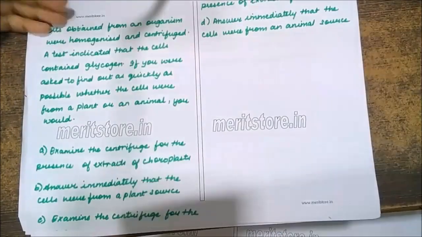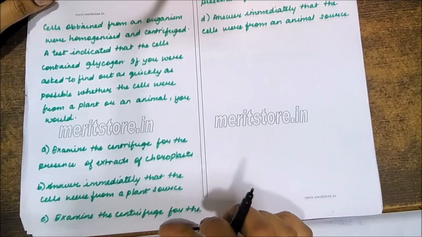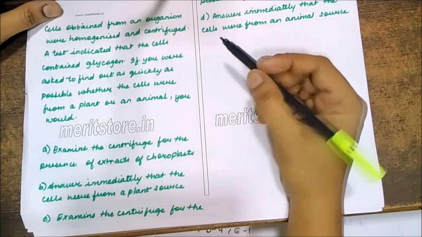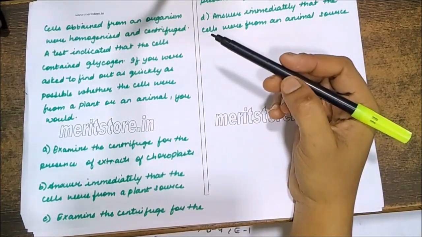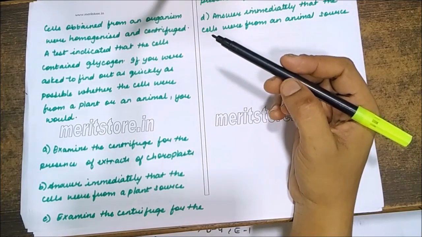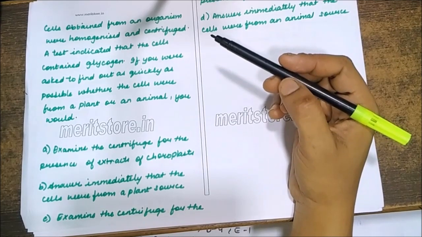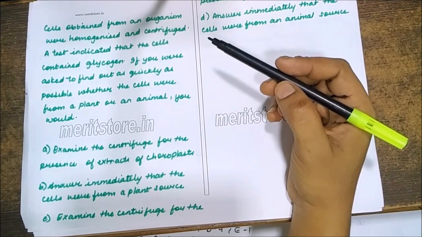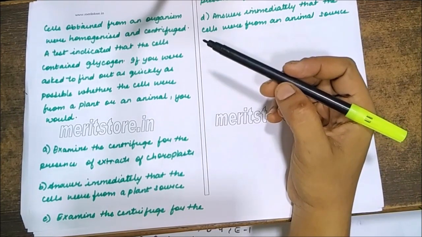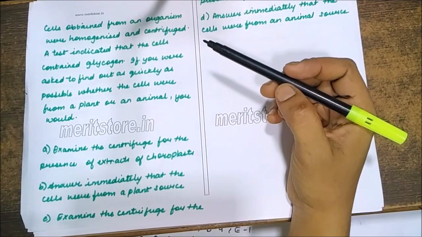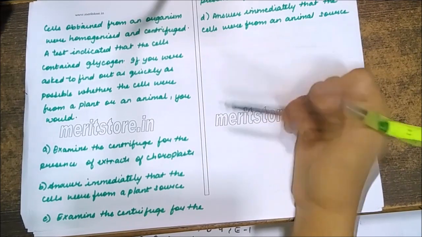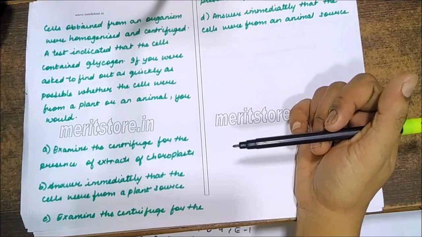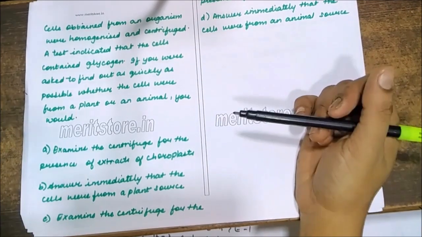Next, cells obtained from an organism were homogenized and centrifuged. A test indicates that the cell contains glycogen. If you were to find out quickly whether the cells were from a plant or animal, you would examine the centrifuge for the presence and extract of chloroplasts. Answer immediately that the cells were from plant source. Or examine the centrifuge for the presence of centrioles. Answer immediately that the cells were from an animal source.